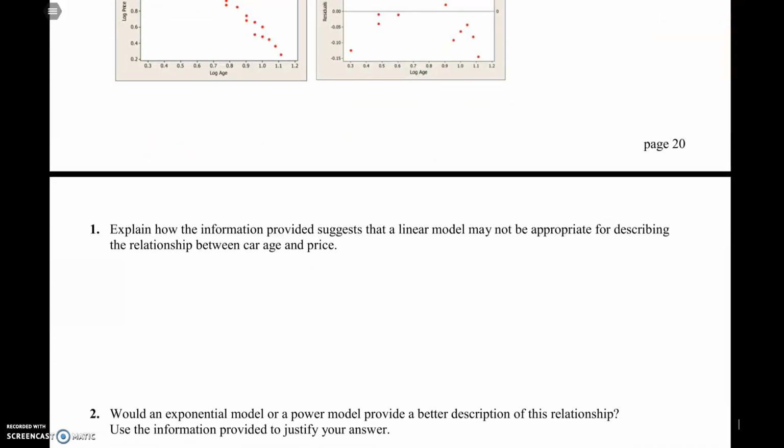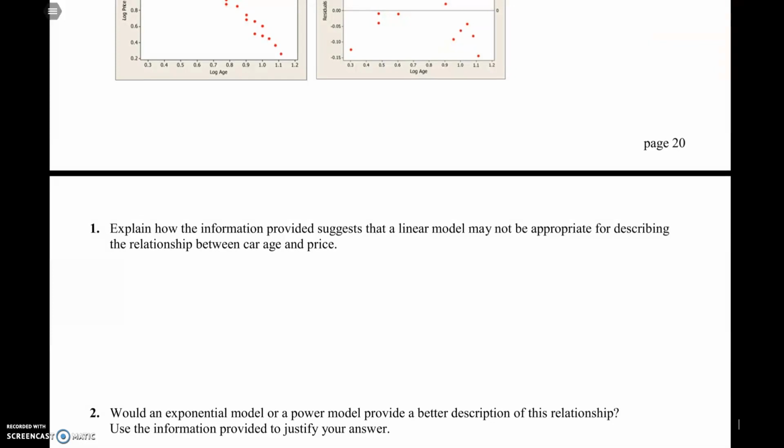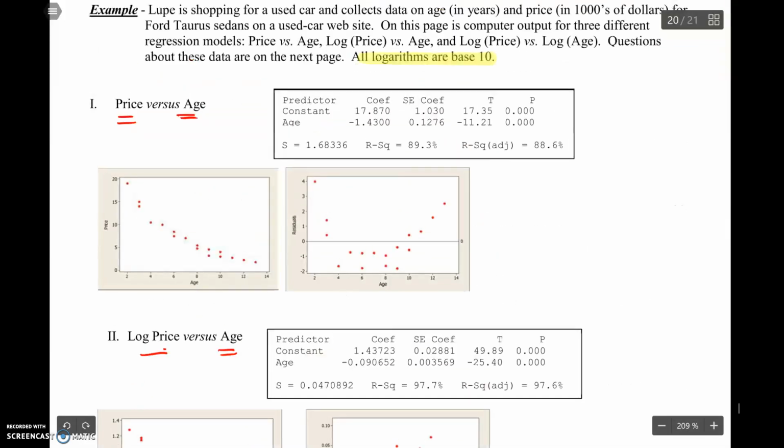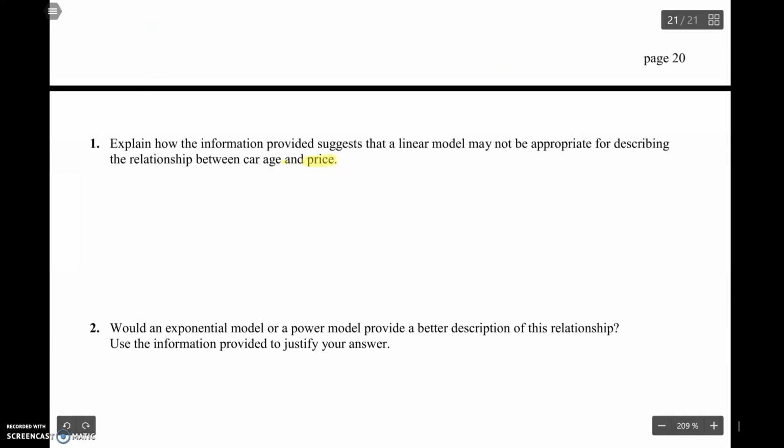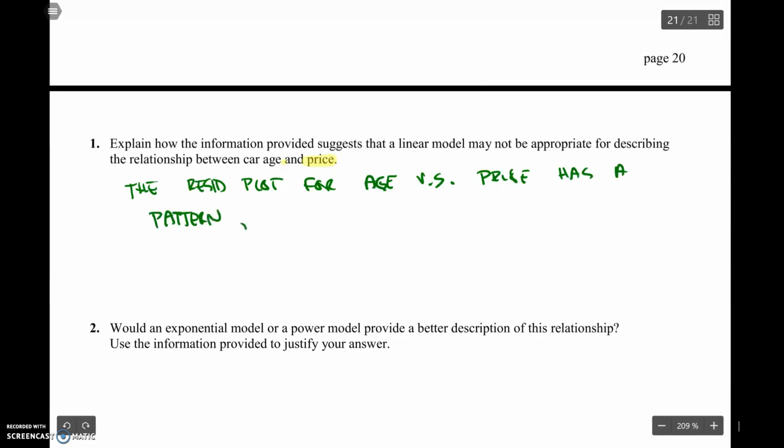Explain how the information provided suggests that a linear model may not be appropriate for describing the relationship between age and price. Well, it's kind of an easy question because this has a pattern. But we should answer it properly though. The residual plot for age versus price has a pattern. Therefore, a linear model is not appropriate.